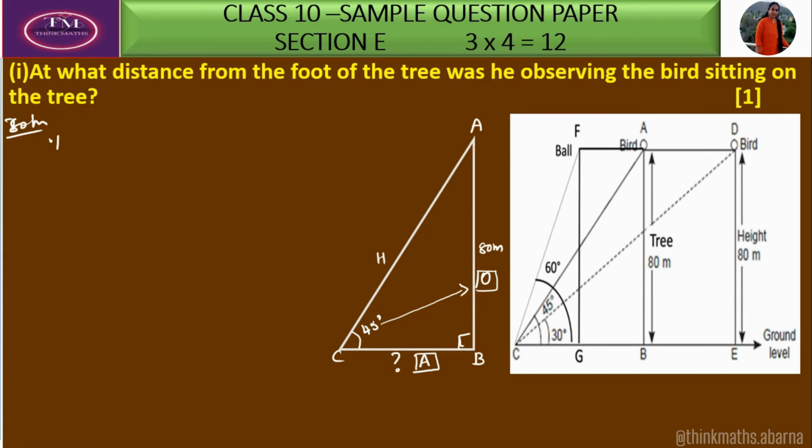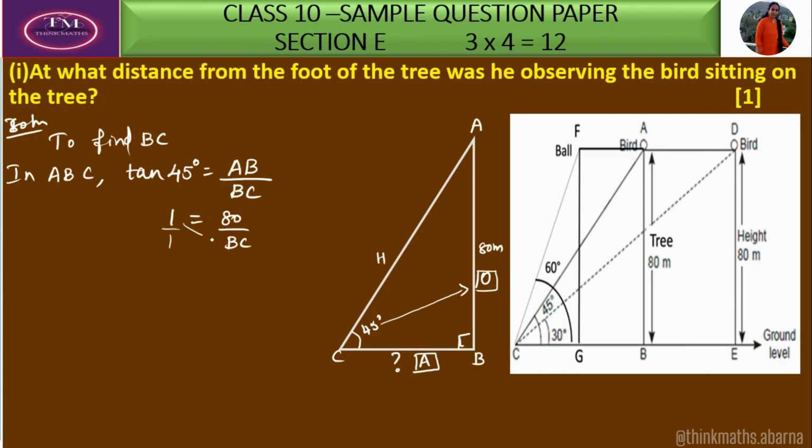Let me start the solution. We have to find BC. So in triangle ABC, tan matches for opposite and adjacent. So what is the angle of elevation? It is 45. So tan 45 degree is equal to opposite side by adjacent side, so AB by BC. Tan 45 is 1. What is AB? It is 80 divided by BC. Just cross multiply. 1 into BC is equal to BC. 1 into 80 is equal to 80. So BC is equal to 80 meter.